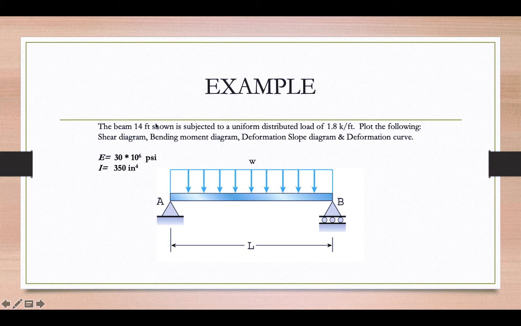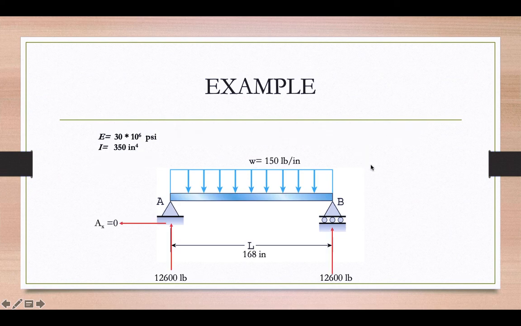but we have a little problem because our length is given in feet and our load is given in kips per foot, but our E and I are in pounds and inches. So to solve this problem, we will convert the length to inches and the load to pounds per inch. So once we've done that, we can solve for the reactions at the supports. Since only vertical forces exist, the X reaction in the pin will be 0, but the Y reaction will be 12,600 pounds.